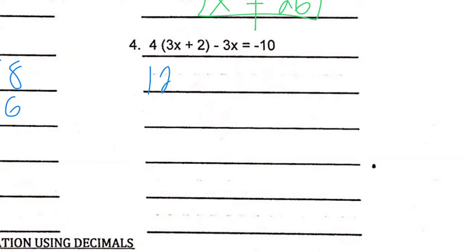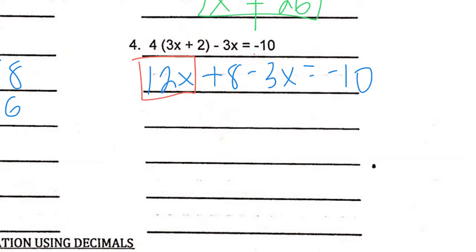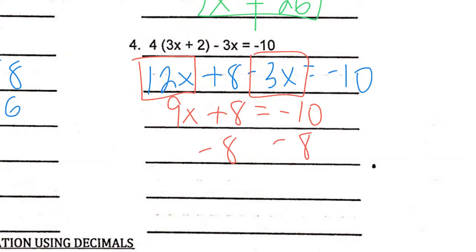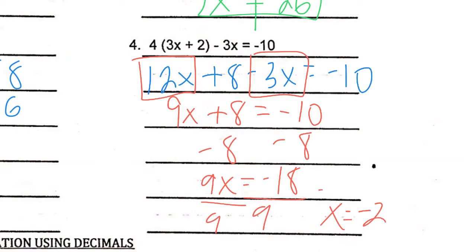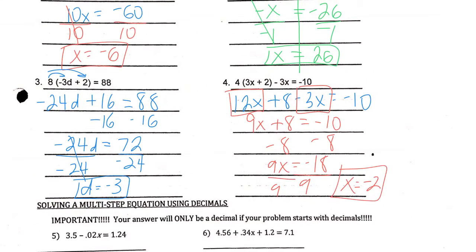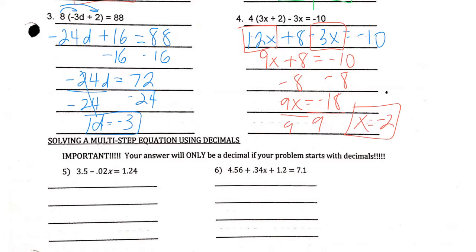you would have gotten 12x plus 8 minus 3x is equal to negative 10. However, this one takes what we did in example 1, and it also asks us to combine like terms. My like terms are 12x and minus 3x, so that's going to be 9x plus 8 is equal to negative 10. We'd subtract 8 from both sides to get 9x is equal to negative 18. Divide both sides by 9, and we get x is equal to negative 2. So sometimes when we have the distributive property, we will also need to combine like terms.